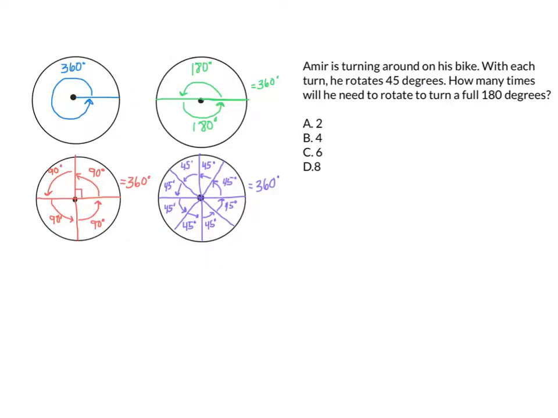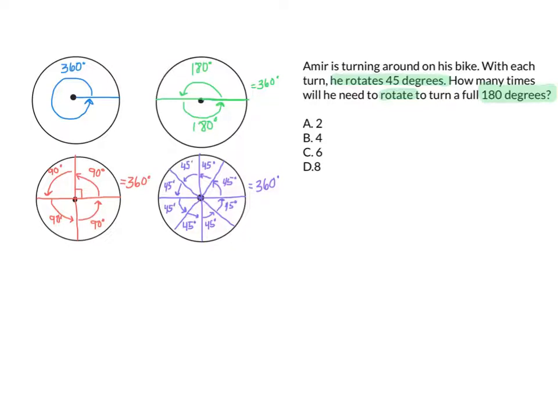Amir is turning around on his bike. With each turn, he rotates 45 degrees. How many times will he need to rotate to turn a full 180 degrees? So first thing I'm doing is I'm picturing what's going on in this problem. So Amir is on his bike and he wants to turn around. So he's moving the handlebars to make his bike turn. Every time he turns, he's rotating 45 degrees.